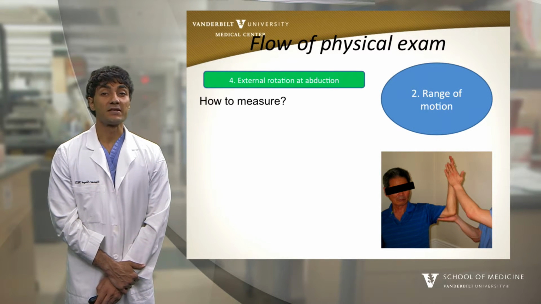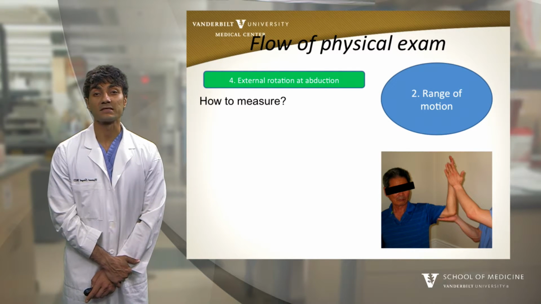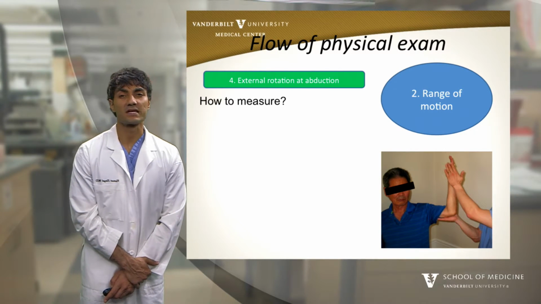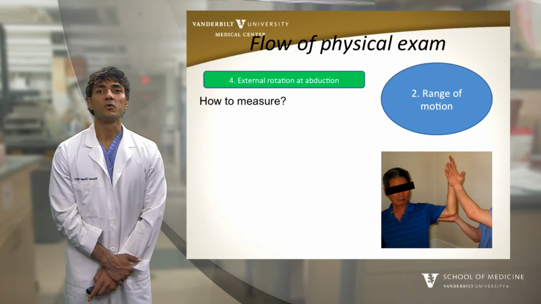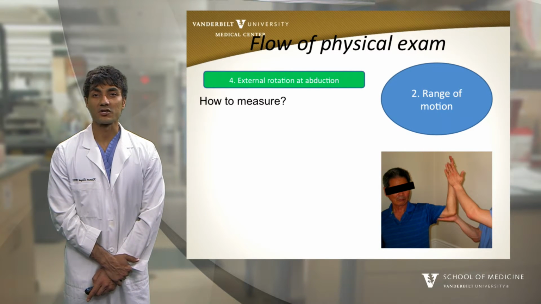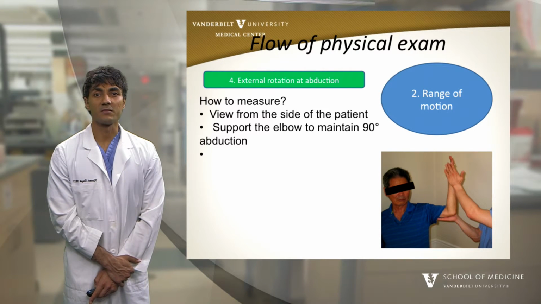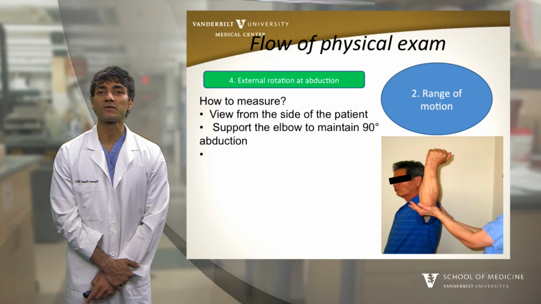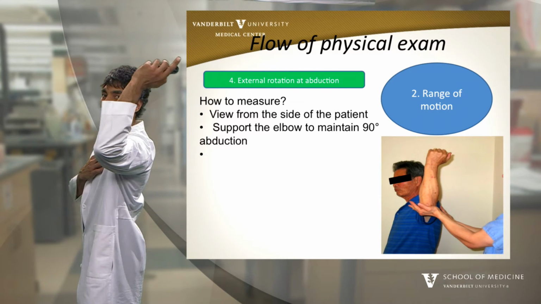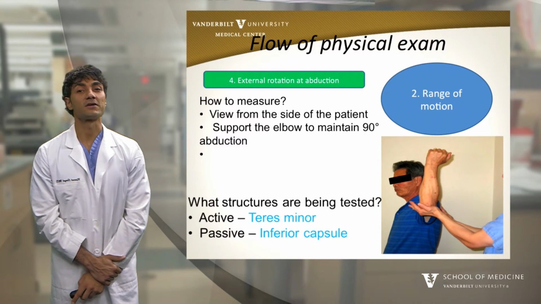Next, you measure internal and external rotation of the shoulder joint with the arm abducted at 90 degrees. And the purpose of this, as you'll see, is to test a different set of muscles altogether. So have them abduct their shoulder like the gentleman is doing in that image. Stabilize the elbow to maintain that 90 degrees of abduction. And then have them externally rotate. And that motion is really testing the teres minor muscle.